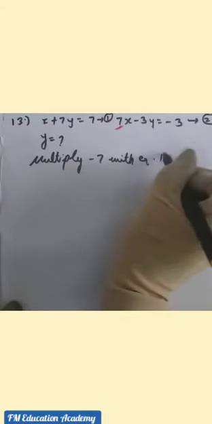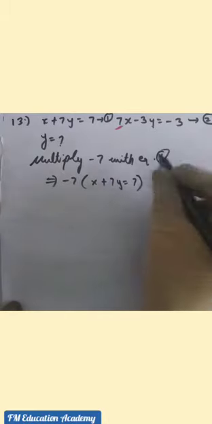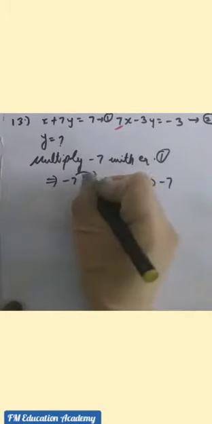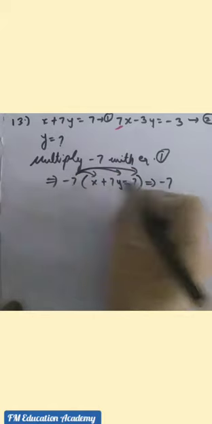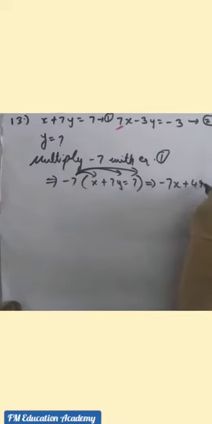So what does equation 1 become now? Minus 7 into x plus 7y is equal to 7. Multiply with all the terms: minus 7 into x is minus 7x, minus 7 into 7y is minus 49y, is equal to minus 7 into 7, which is minus 49. Now this is our third equation.